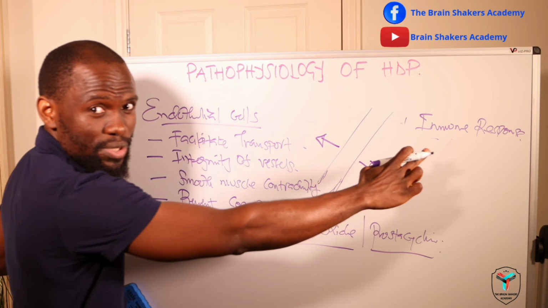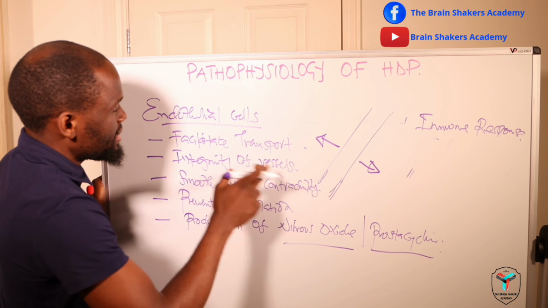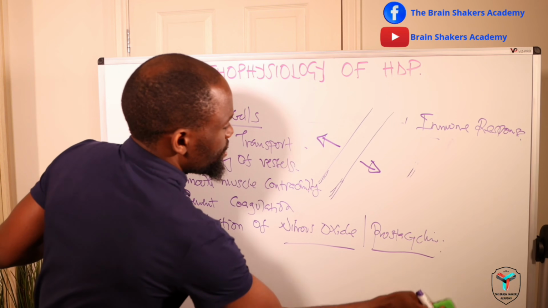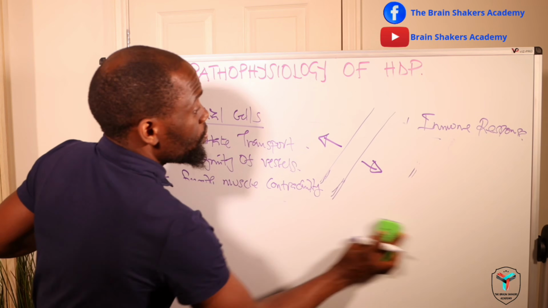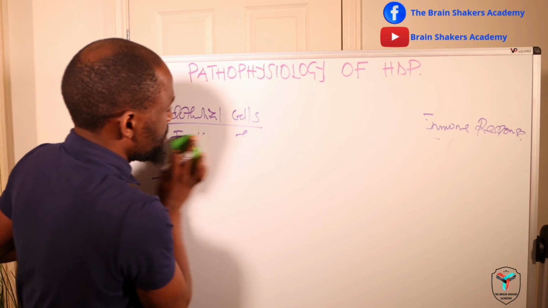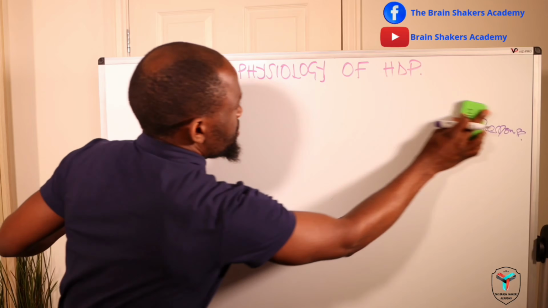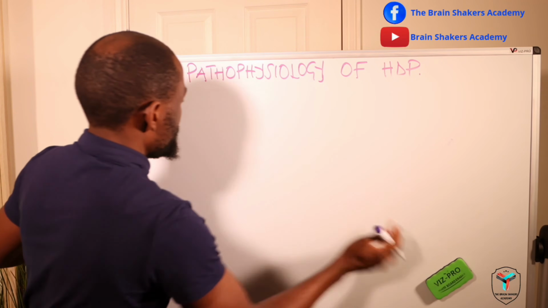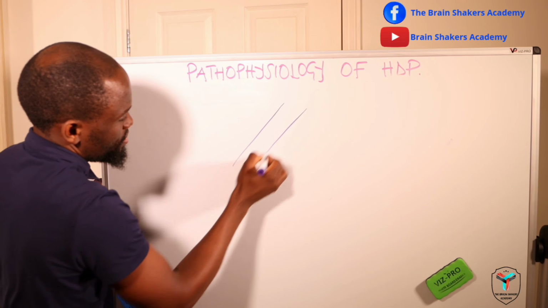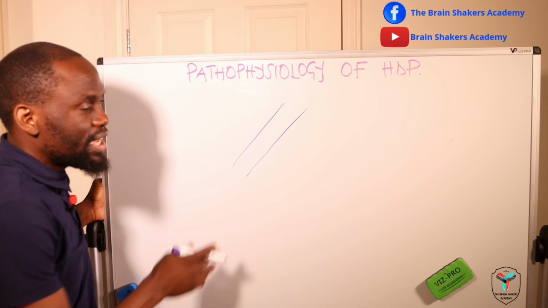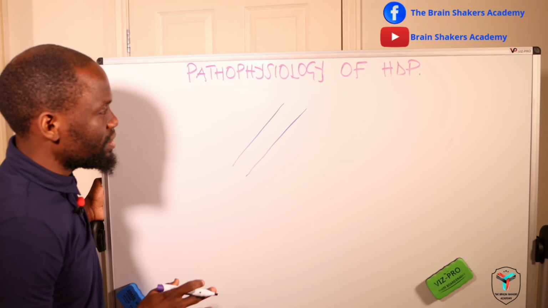Now, the immune response that has been generated is coming to cause a destruction of these endothelial cells. Then what is going to happen when these endothelial cells have been damaged? When these endothelial cells have been damaged, we already have these vessels here, and this vessel now has endothelial damage.